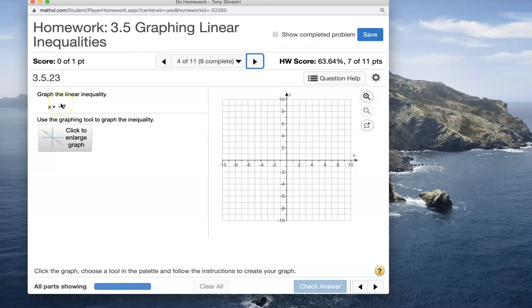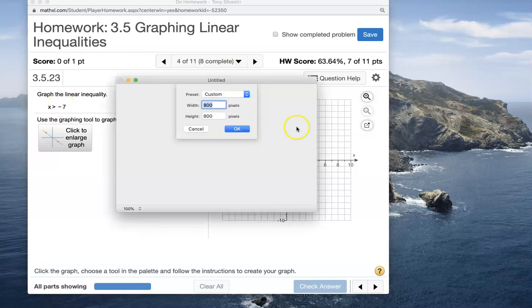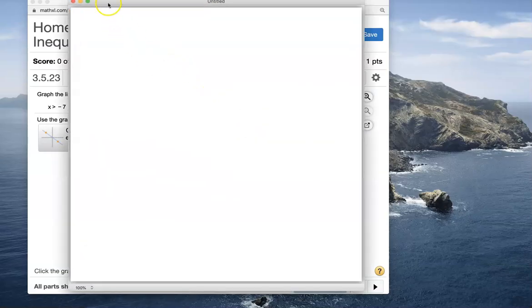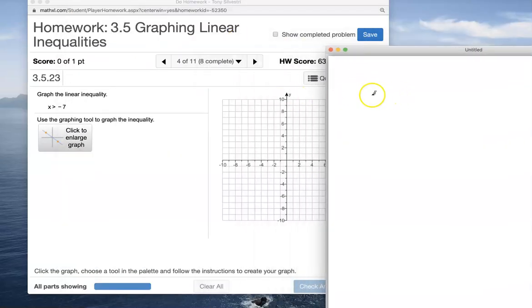You've got to remember a few things in math. Here's my inequality. The first thing that you're going to do is change that to an equals, because it's the equals that divides the world into two parts. Now you've got to remember that all x equals equations are vertical lines.